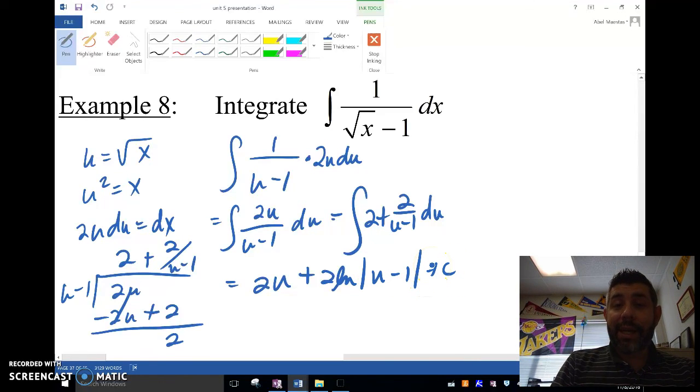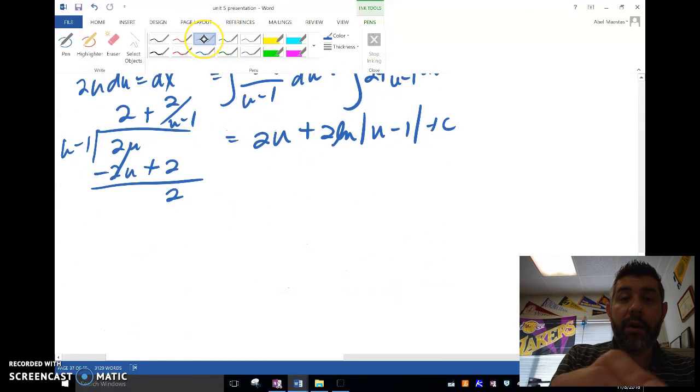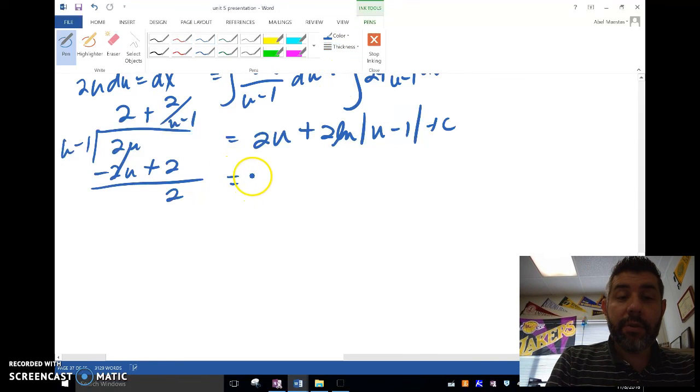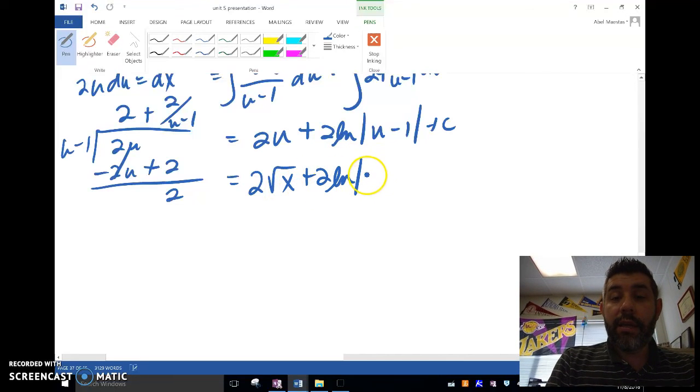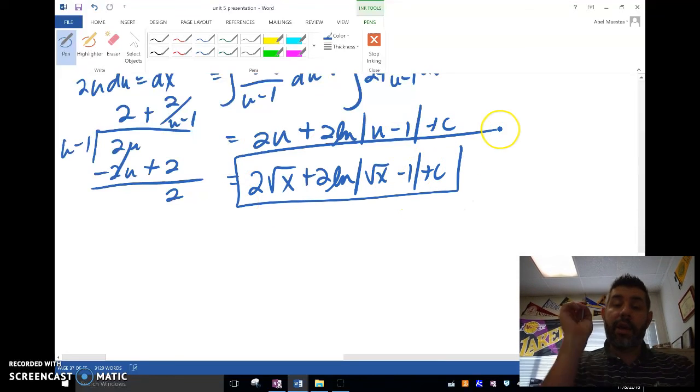And of course, we cannot leave it like that. So we're going to make sure we put back our x and substitute that back in here. So we're going to have 2 root x plus 2 ln of absolute value of root x minus 1 plus c. And then we're done.